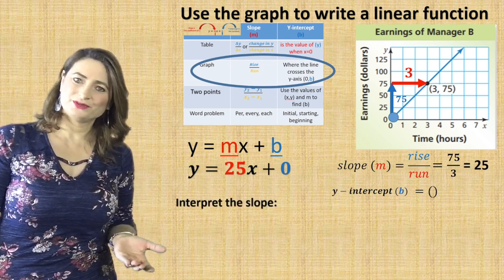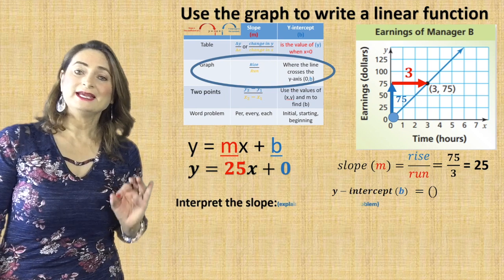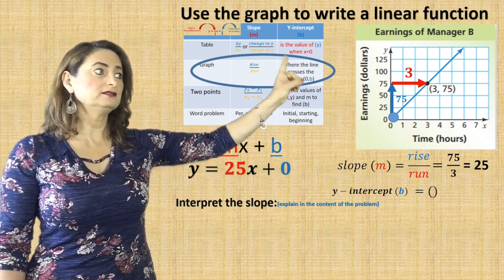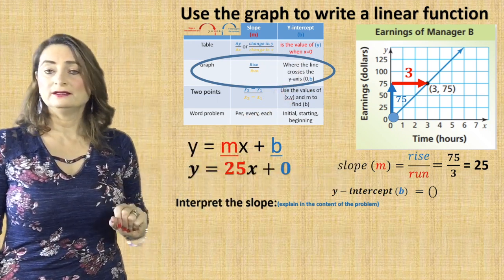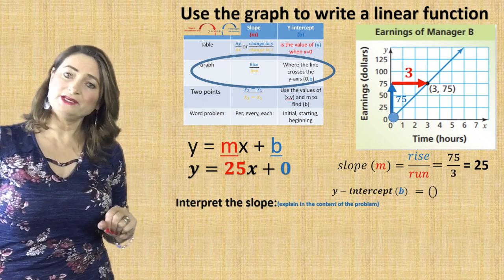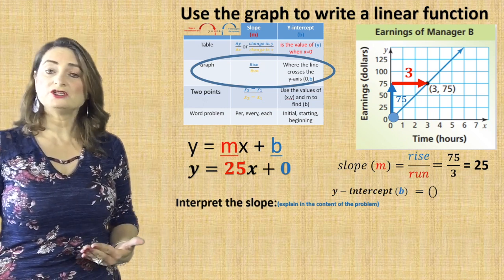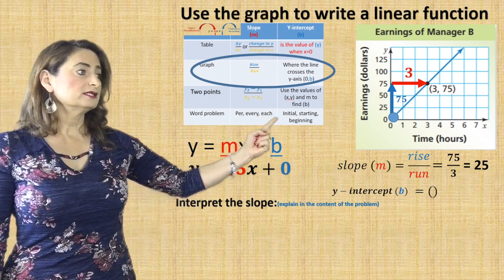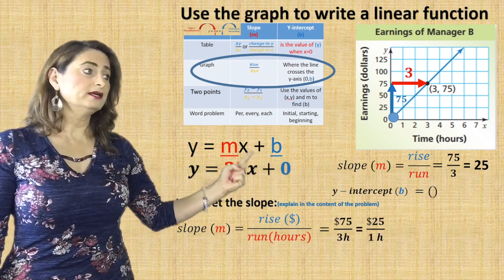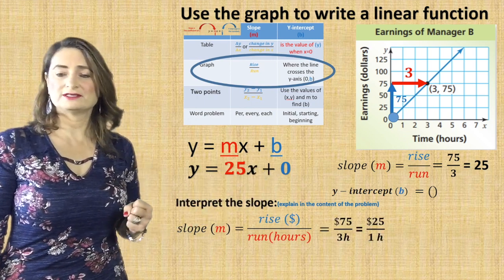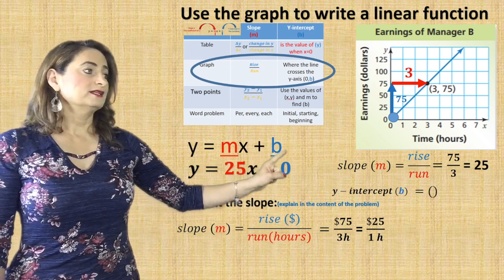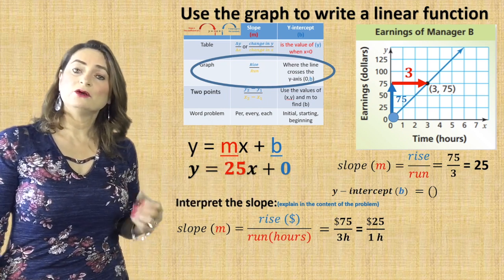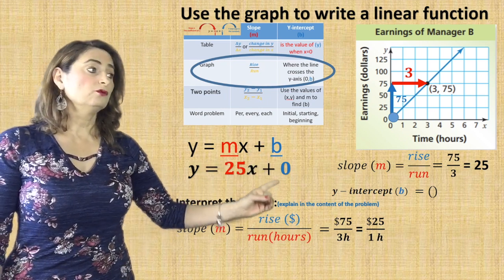Now interpret the slope. The word interpret means explain in the context of the problem, which means I am using the earnings in dollars and the time in hours to explain what the slope is. Remember, the slope is a rate of change that shows the relationship between two quantities. And the quantities are $75, because that's the y, over 3 hours, which is the time. If I simplify that, remember it gives you 25. Again, if I make it a fraction, that means put it over 1. We're $25 over 1 hour.